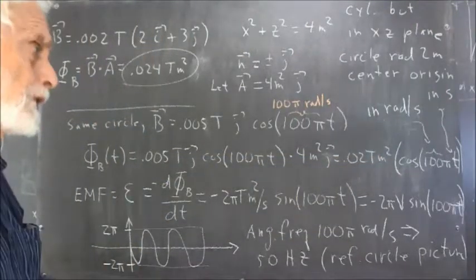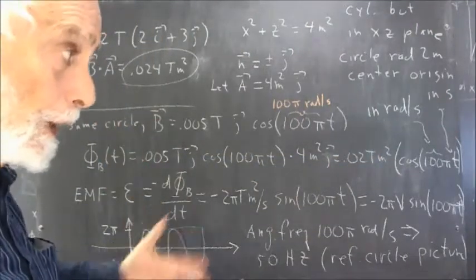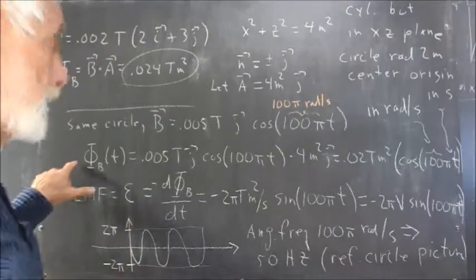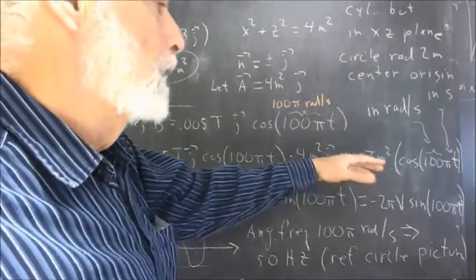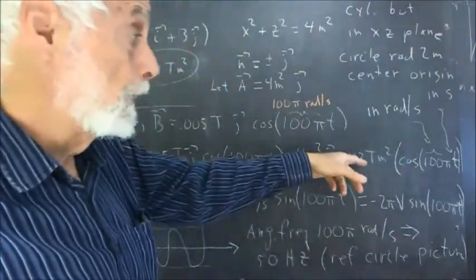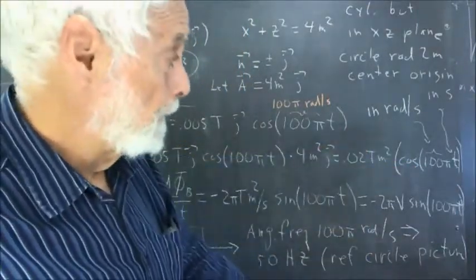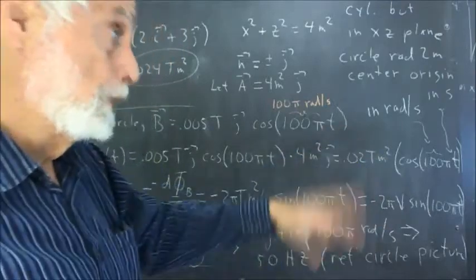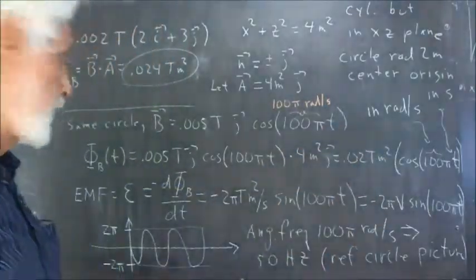So we have this fluctuating flux, and the flux varies according to the cosine. It's going to go from positive 0.02 Tesla meters squared to negative 0.02 back to positive 0.02, passing through zero every time.